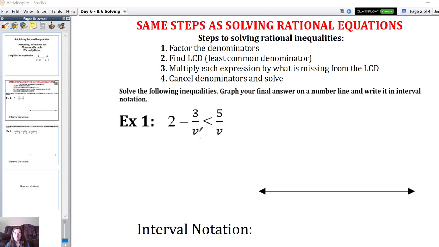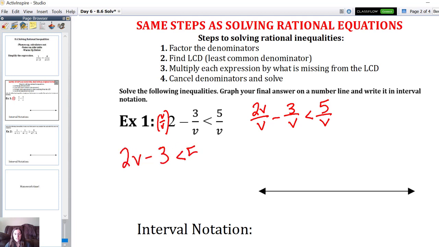We have two fractions that have the exact same denominator. This 2 does not have a denominator of v, so I'm going to multiply the top and bottom by v over v. So now I have 2v over v minus 3 over v less than 5 over v. Since all of our denominators are the same, we can just focus on the numerators.